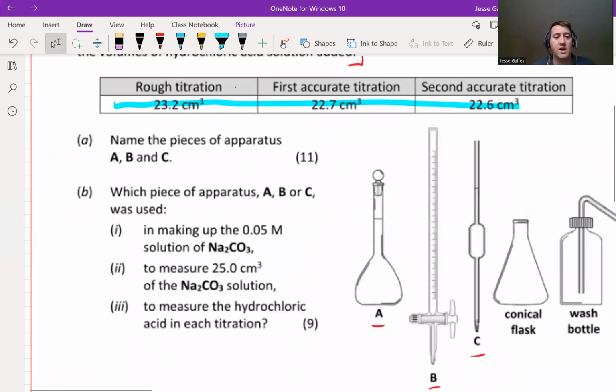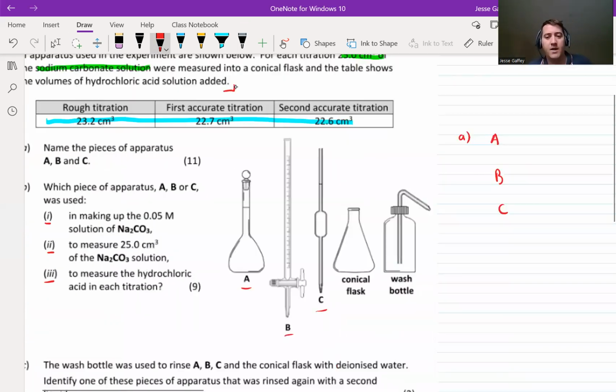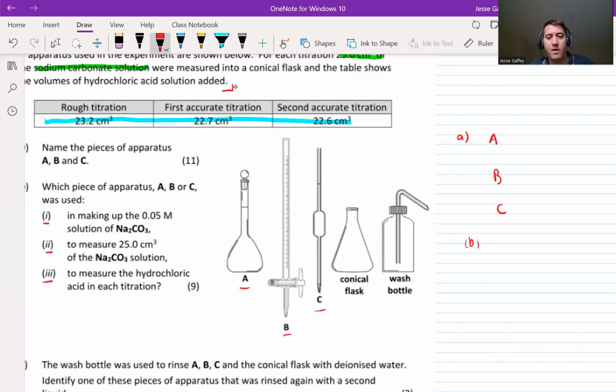We're talking about those same pieces of equipment again here. It says which pieces of apparatus A, B, or C was used for first this, then this, then this. So pause the video and read what we were doing in each section, 1, 2, and 3 there. And then we're answering B for part 1. Which piece of equipment did we use, A, B, or C? For part 2 and for part 3. Pause the video and write down your answers on your page now.